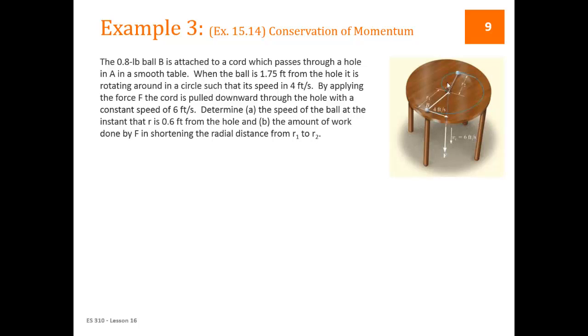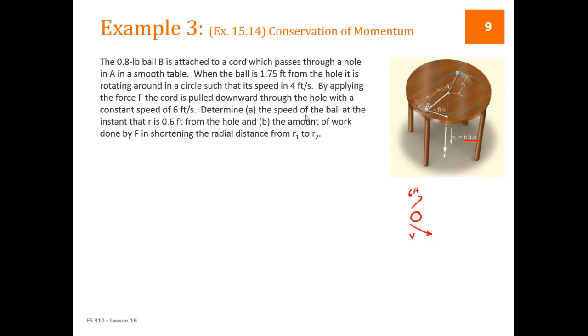Then a force is applied to the rope, and that's causing the rope to get shorter and the ball to cycle into the center. And we're told that the rope is being pulled downwards with a speed of 6 feet per second, which is going to be giving our ball an inward velocity of 6 feet per second and changing the tangential velocity from our 4 feet per second to some other speed.